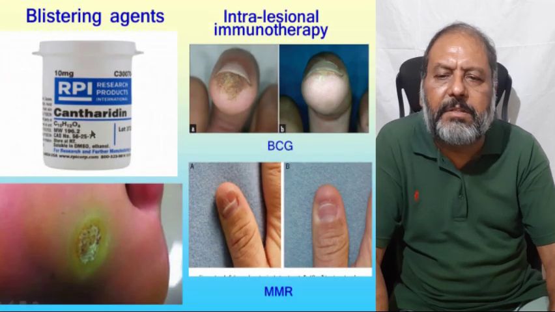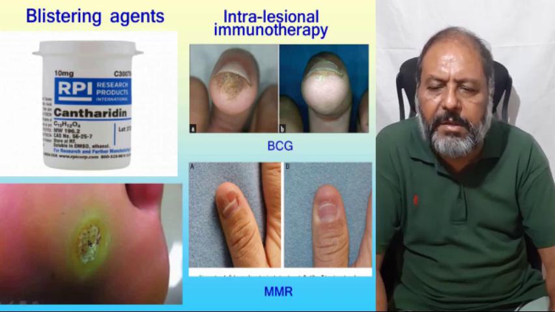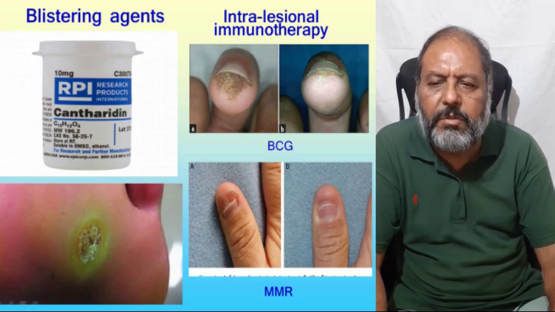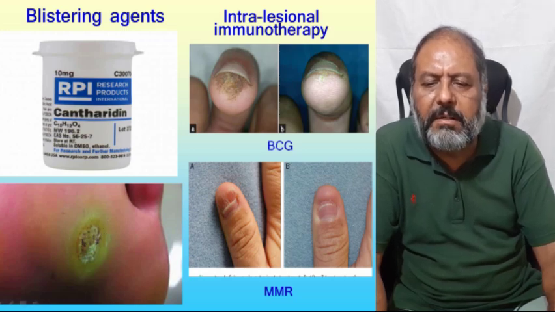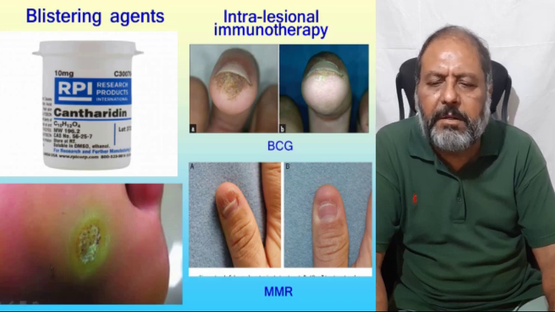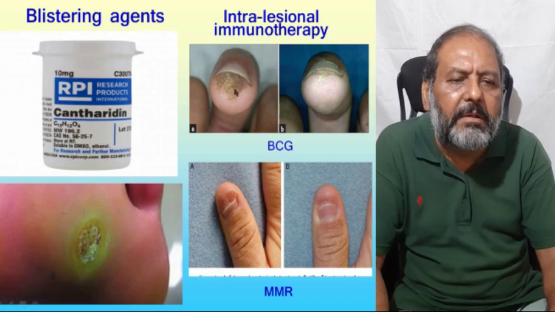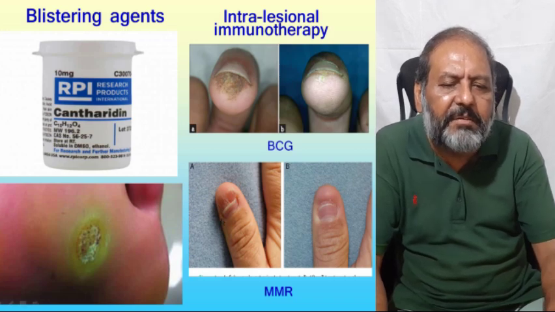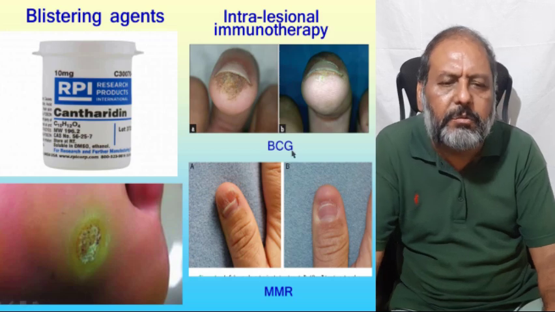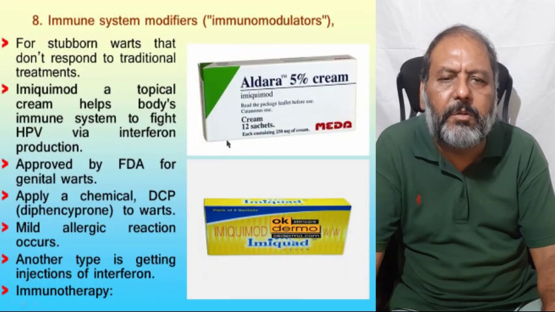And here is the blistering agent, cantharidin, being applied on the wart, and here is the result: it just causes the blister, and that is peeled off the skin, and the remaining skin is okay. Here is intralesional immunotherapy. BCG can be given or MMR can be given into the wart, which is going to destroy the wart. So that is called intralesional immunotherapy.